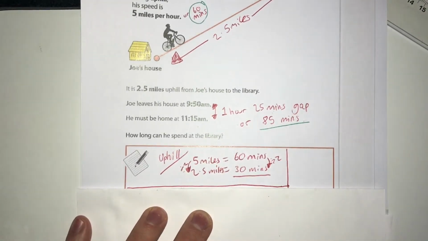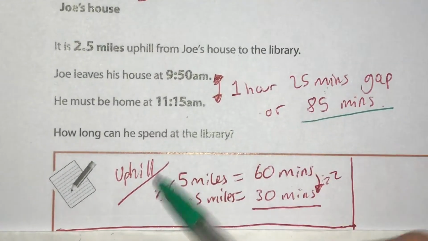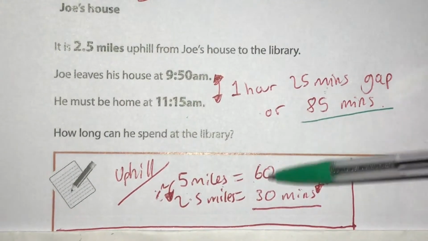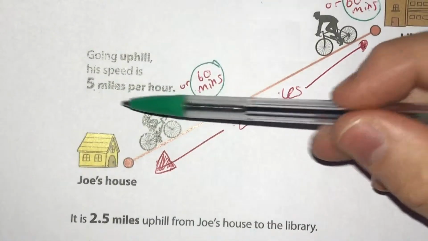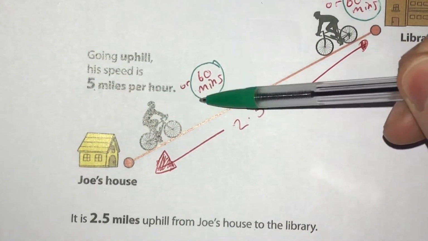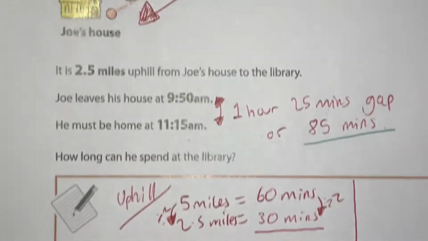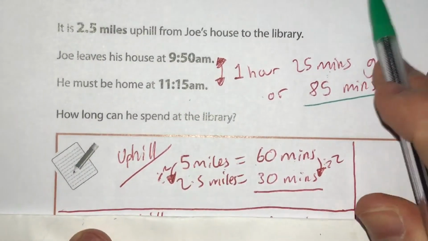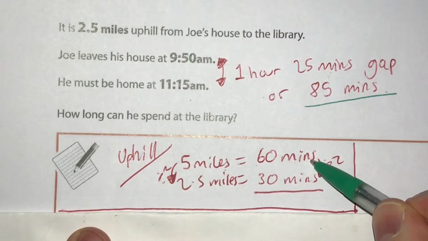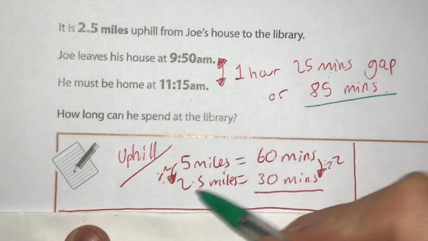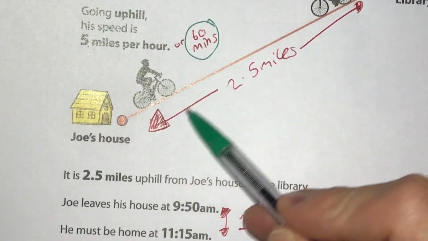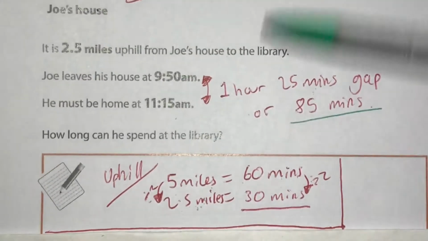Right then, uphill, where does this come from? Let's have a look. 5 miles equals 60 minutes. Well, where's that come from? If you look back at the top of your question, it says you will go 5 miles per hour. Per hour we know is the same as 60 minutes. So all I've written is to go uphill 5 miles, you would travel 5 miles in an hour, in 60 minutes, but we don't need to go 5 miles, we need to go 2.5. Again, from your diagram, 2.5 miles is the distance we need to travel.